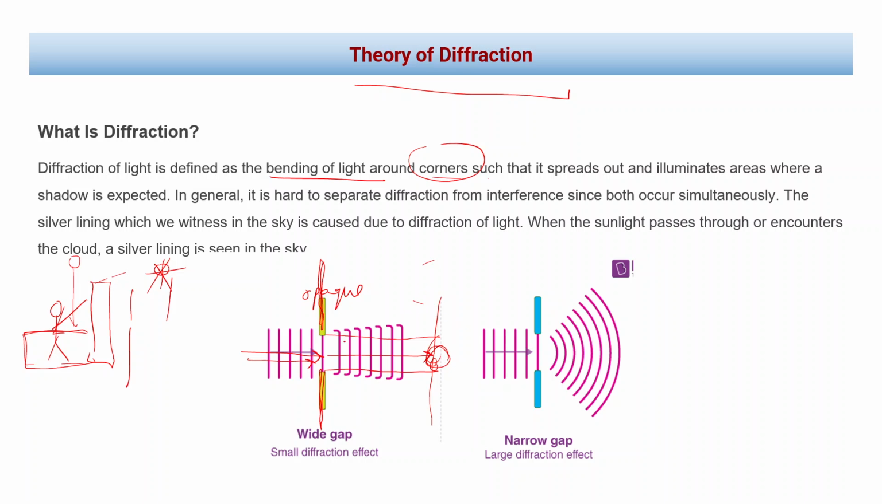What that means is the light, instead of going straight, is bending away from that straight path to the sides. Where we were expecting shadow or absence of light, the light is going towards that side. So this is what we call bending of light around the corners of this slit or opening, such that it spreads out and lights up the areas where we usually expect shadow. In general, it is hard to separate diffraction from interference. This we will see.